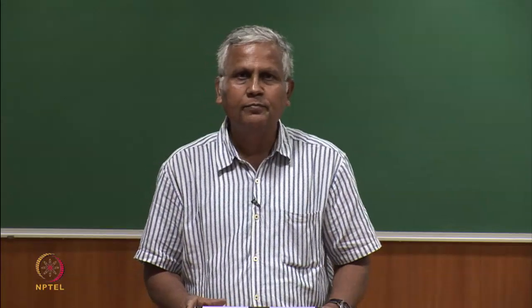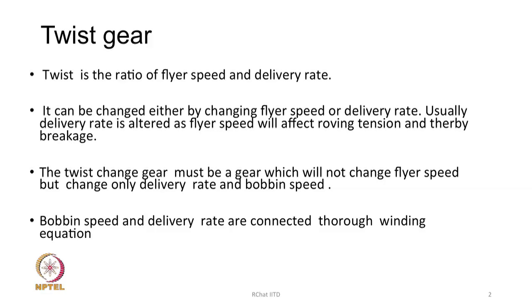We all know that twist is an important parameter for roving, and we need to change twist from time to time depending upon the count of roving that we want to produce or the type of fiber that we want to process. So, depending upon count and fiber in terms of their length or fineness, we need to change the twist. So, therefore, there has to be some mechanism to change the twist on the machine. So, how to do that?